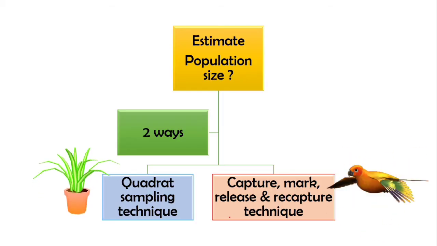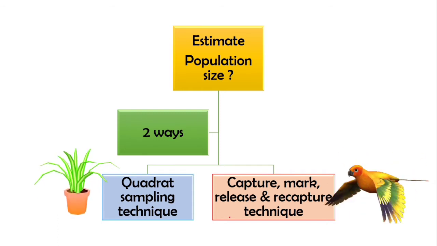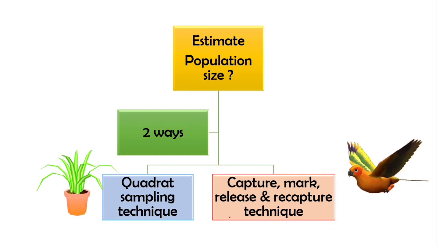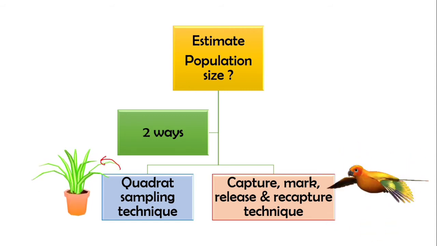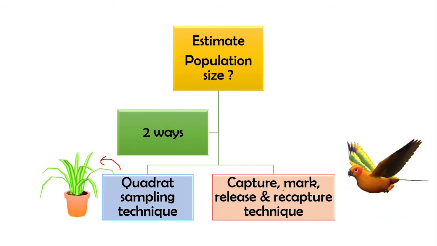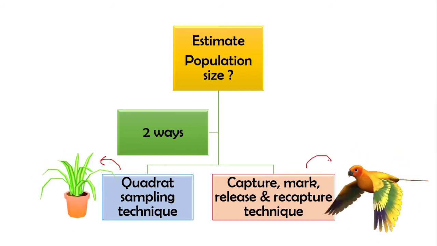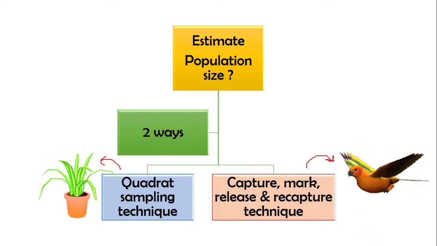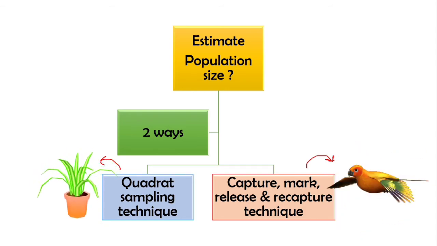Okay, how to estimate the population size? There are two ways to estimate population size. One is the quadrat sampling technique. This quadrat sampling technique is for plants. Another one is the capture, mark, release, and recapture technique for freely moving organisms such as animals and humans, mostly for animals lah.